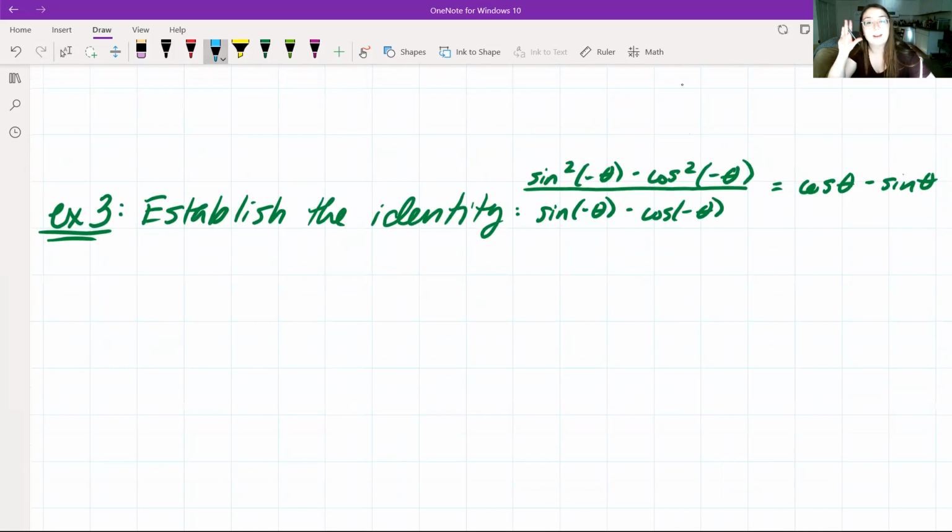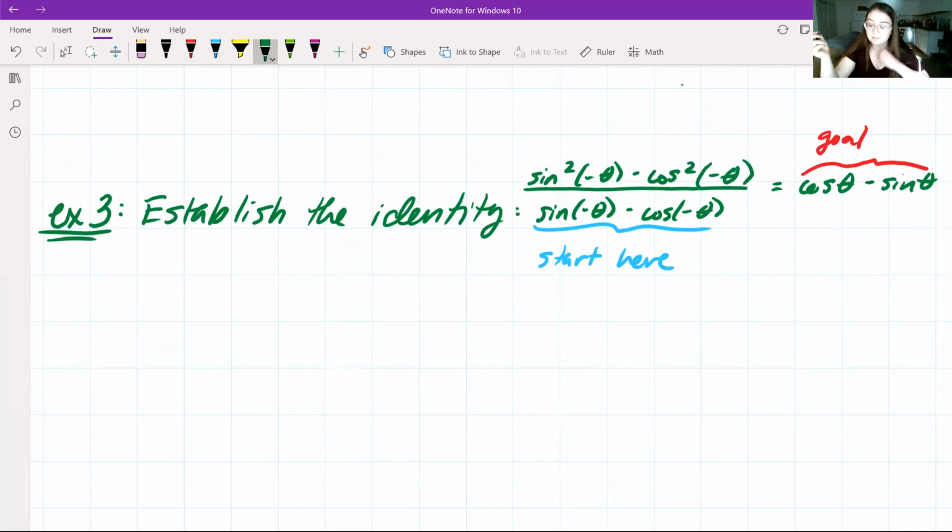So one side is definitely more complicated than the other. So we're going to start here with this side, and we're ending here for our goal. So there's a lot to do with the side that we're going to start on. Let's start with using our even and odd properties.